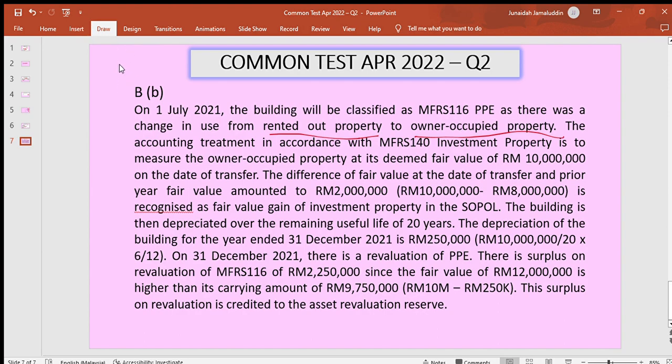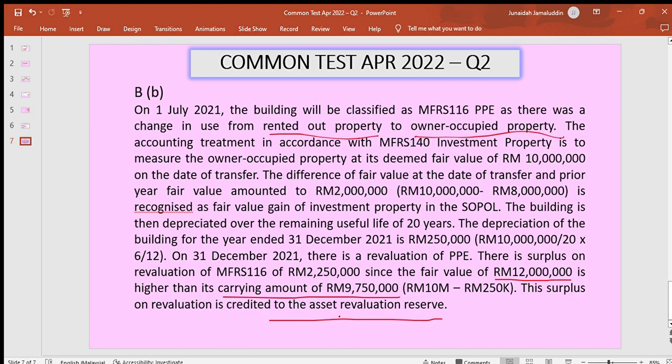is higher than its carrying value. Just now we already calculated, the fair value on that date is 12 million. We have to compare with its carrying value of 9,750,000. So since the fair value is higher, then we get a surplus on revaluation, which is to be credited in the ARR. This surplus on revaluation. As I mentioned just now, the surplus is to be credited into ARR.